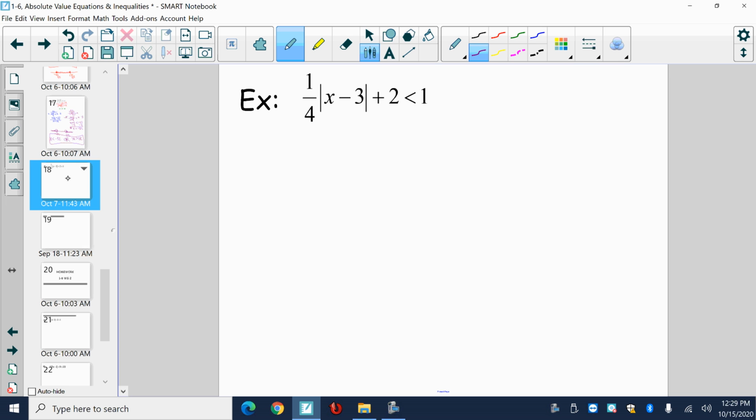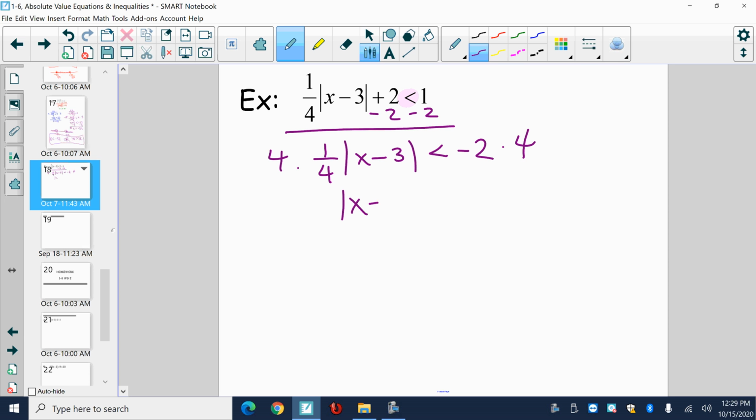Okay? Again, here we go. This is going to be an and. I'm going to first isolate. So I'm going to subtract 2. So I have 1/4 absolute value of x minus 3 is less than negative 2. Multiply by 4. Absolute value of x minus 3 is less than negative 8.